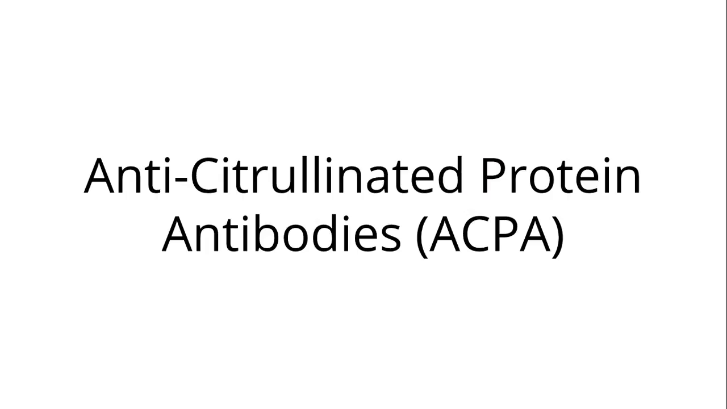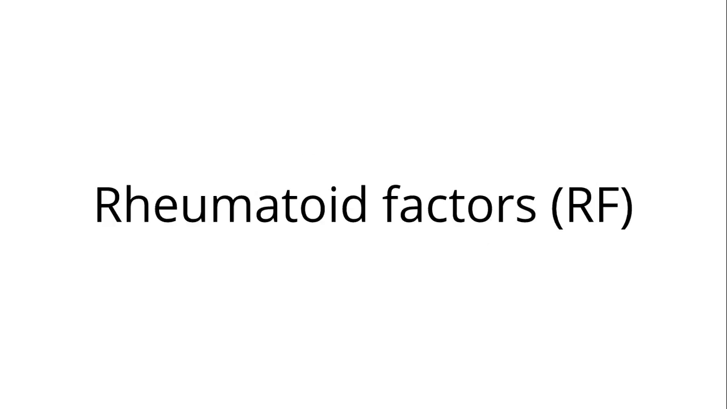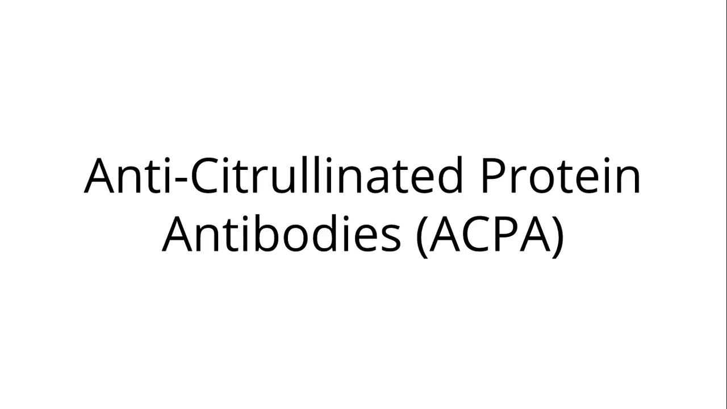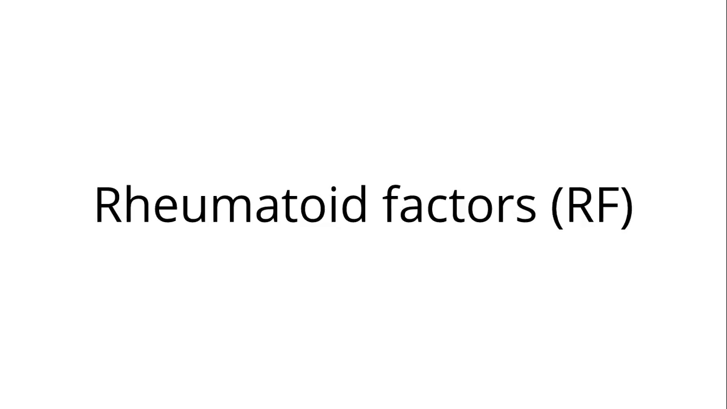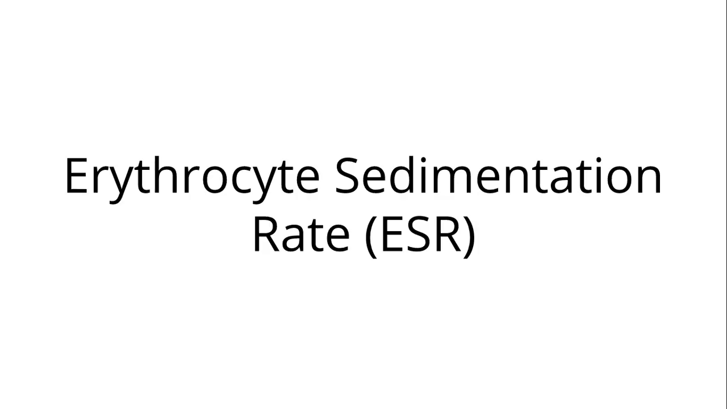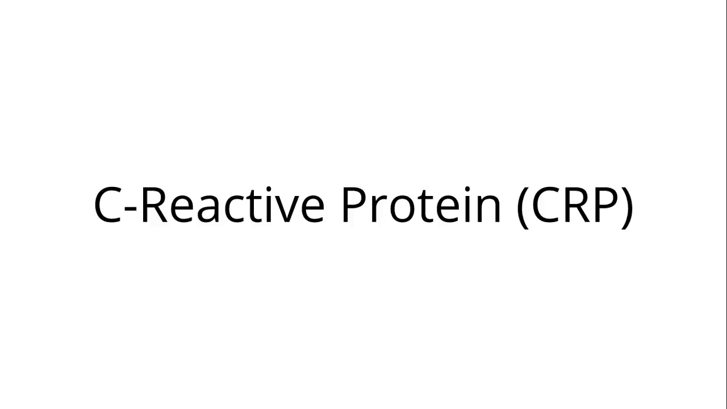What about anti-citrullinated protein antibodies? These are very specific for rheumatoid arthritis. So when you measure these, then there is a high likelihood that you have rheumatoid arthritis. What about rheumatoid factors? Almost the same case, but not as specific as the anti-citrullinated proteins, but very sensitive. It means that many patients that show up with rheumatoid factors usually have rheumatoid arthritis, but there are many other diseases that can also have these rheumatoid factors, so it's important to distinguish these diseases from each other.